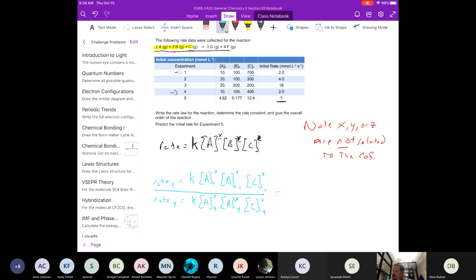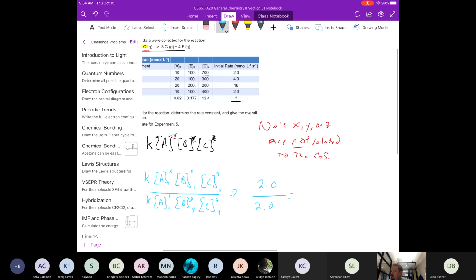So if we put those numbers in, we're going to see that the rate in the first one, which is 2, divided by the rate in 4, which is 2, is going to be equal to this rate constant, lowercase k, divided by the rate constant, lowercase k, times the concentration in 1 divided by the concentration in 4, times the concentration of C in the 2 experiments. Everybody follow?